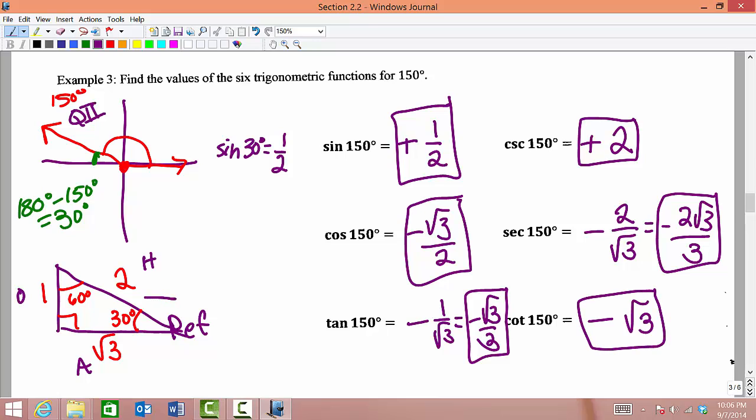So we can use our reference angle to tell us the numeric values of all of our trig functions, and based upon the quadrant, that'll tell me the signs of all of my trig functions.